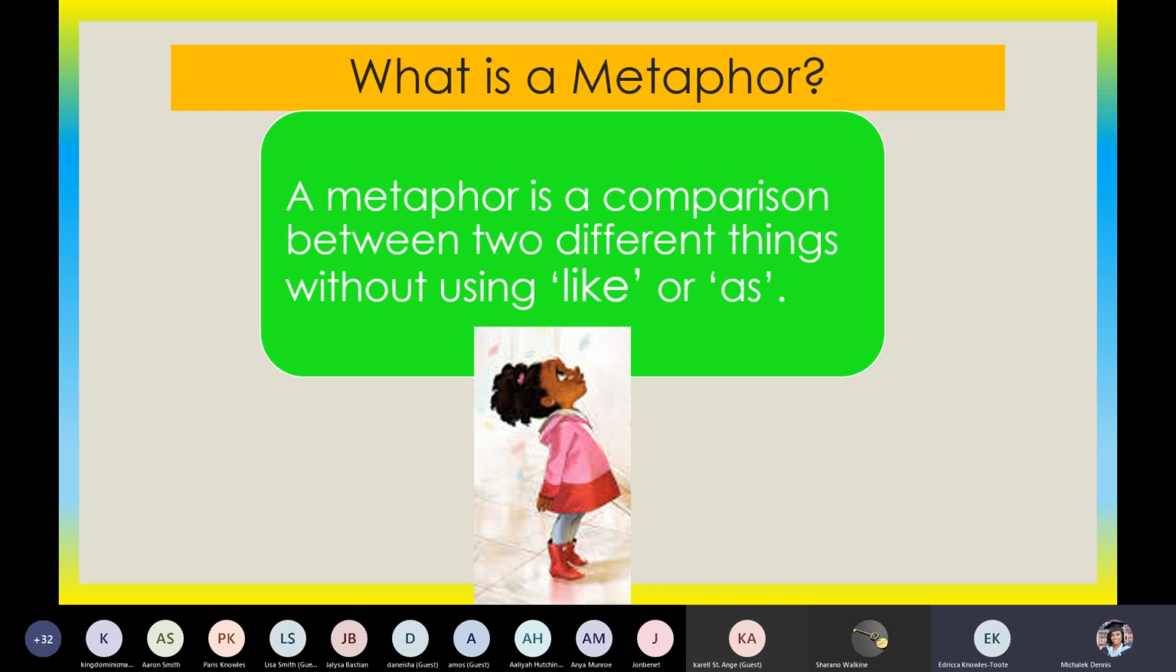Okay, now metaphor. What's a metaphor, students?